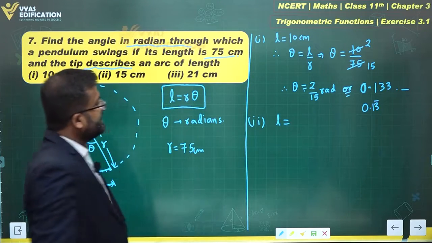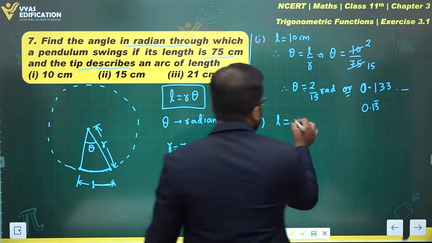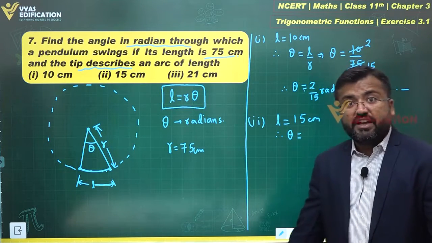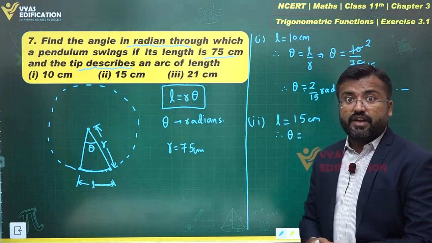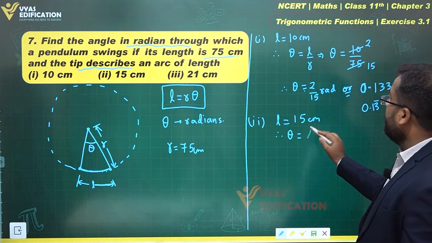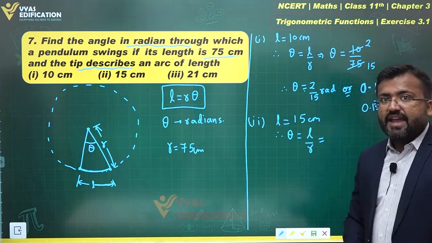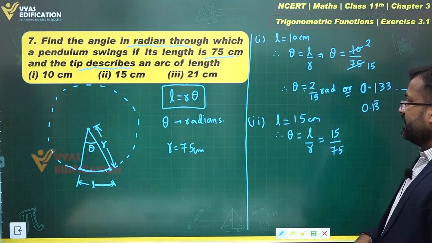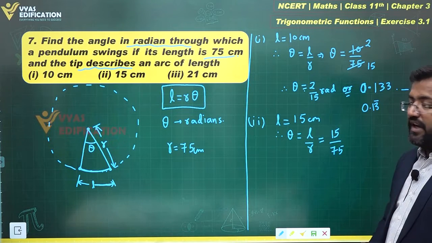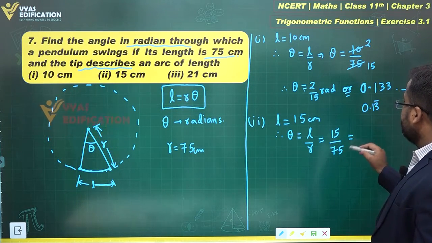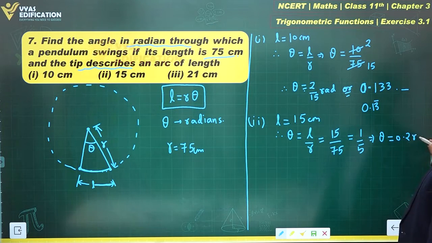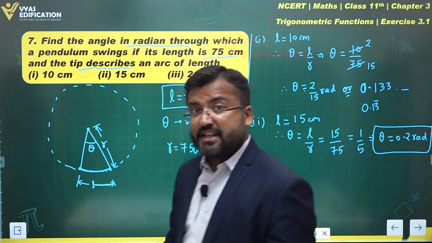In the second part, L is 15 centimeter. So if L is 15 centimeter, therefore theta would be equal to what? Theta can easily be found using this result over here. Theta equals L over R. L is 15 over R is 75, right? 15 over 75 is what I get. Now what does that give me? This is 1 over 5 simply, which gives me theta is equal to 0.2 radian. 1 over 5 or 0.2 radian. That's the value of theta in the second part.